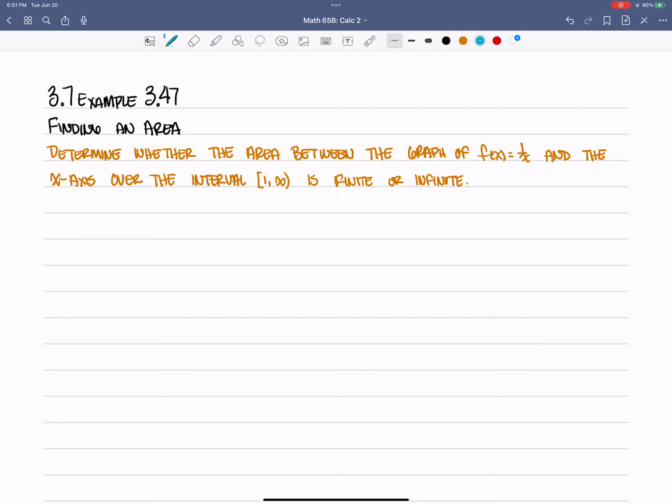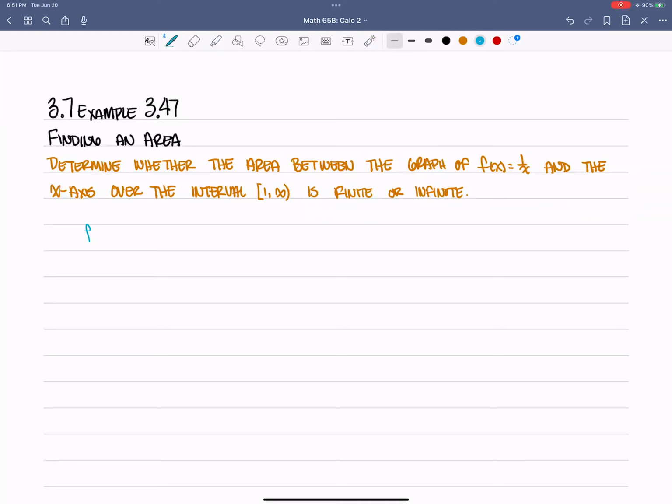Some new terms that we're going to learn this section are whether it converges or diverges. Converges means that it ends up going to a certain value, and diverges means that it does not, so it goes off into infinity. So we're going to use our integration to see if this converges or diverges.